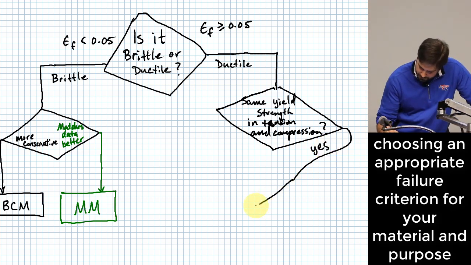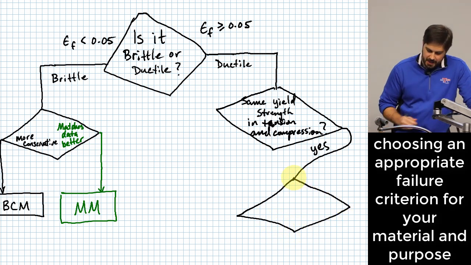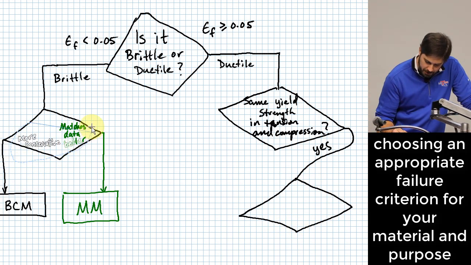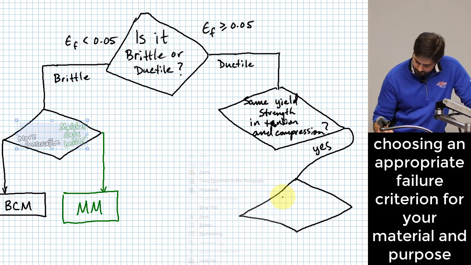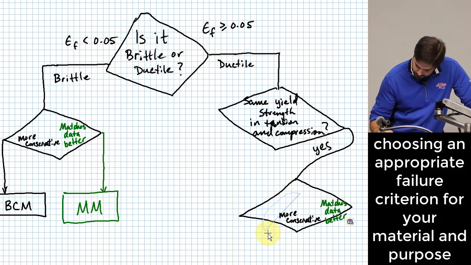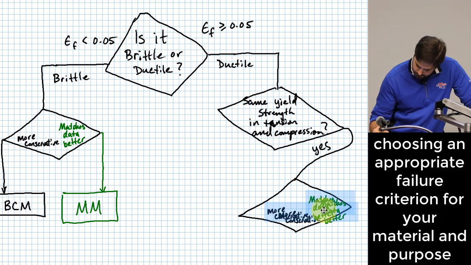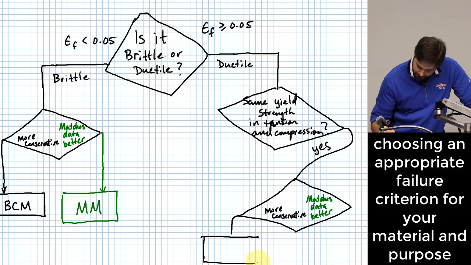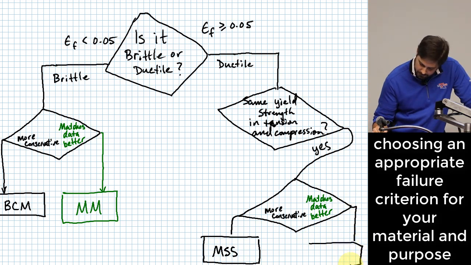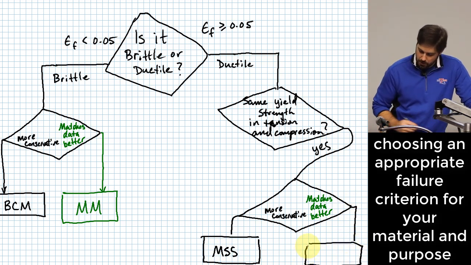How do we choose? Okay. It's the same as over here. Do we want one that's more conservative, or do we want one that matches the data better? Okay, if we want more conservative, what do we do? Okay, this one over here is your maximum shear stress theory, or Tresca. And over here, what do we have? Distortion energy.